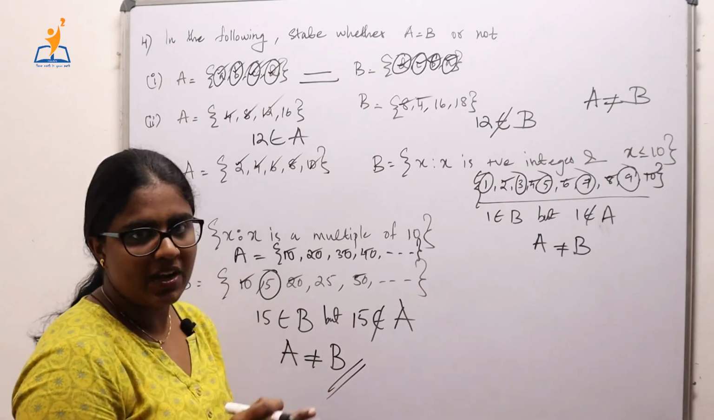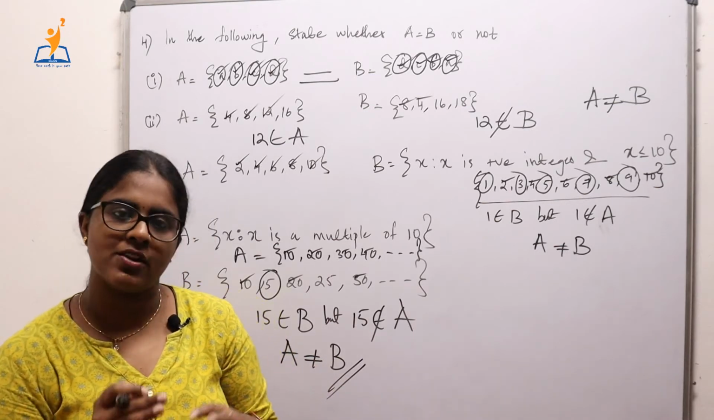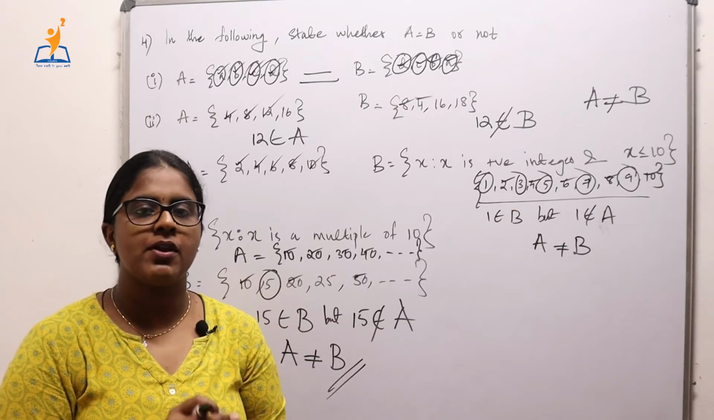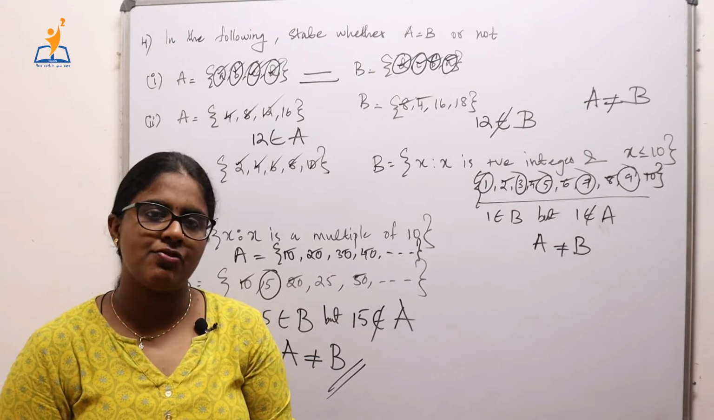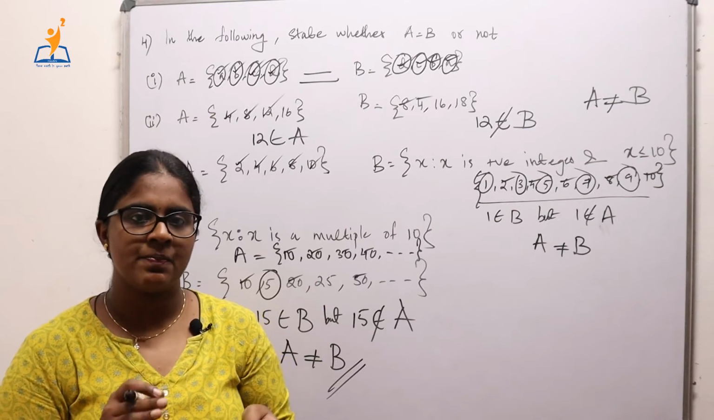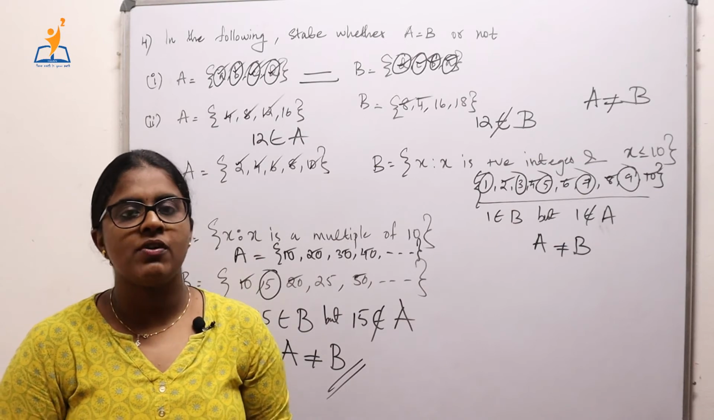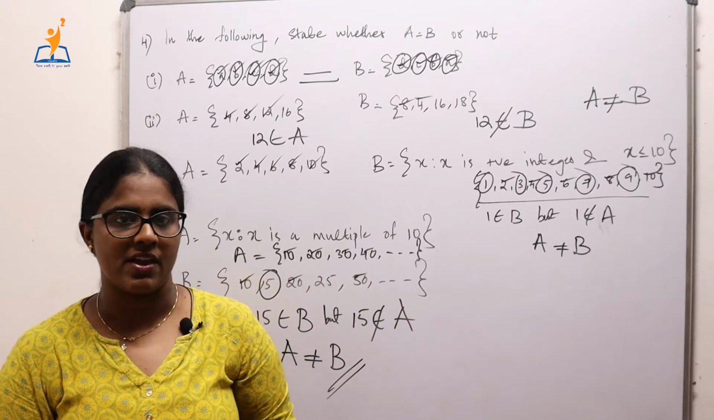So when are two sets said to be equal? Two sets A and B are said to be equal only if every element of A is in B and if every element of B is in A. So that was question number 4. Now we shall move to question number 5.